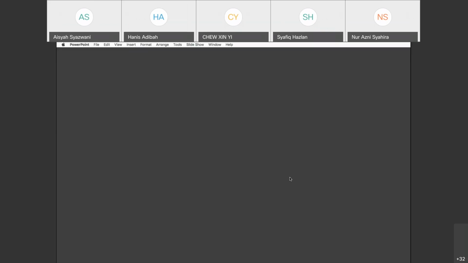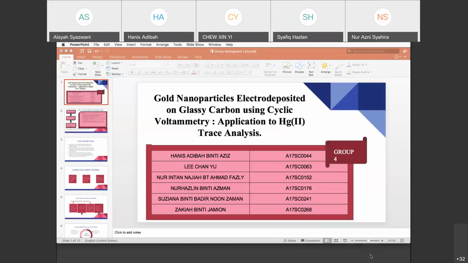Seterusnya, kita teruskan presentation oleh grup 4 dengan tajuknya Gold Nanoparticles Electrode Deposited on Glassy Carbon using Cyclic Voltammetry, which is application to Mercury 2 trace analysis. Dipersilakan.